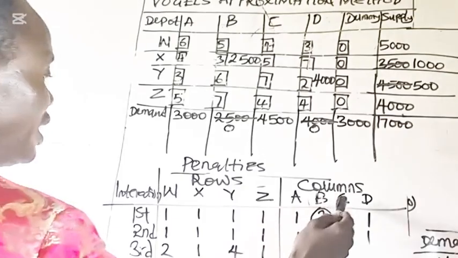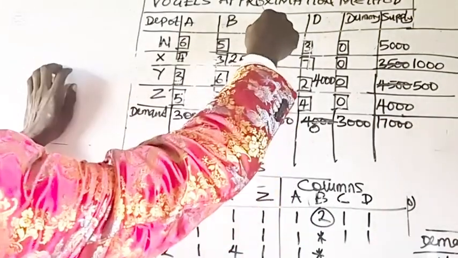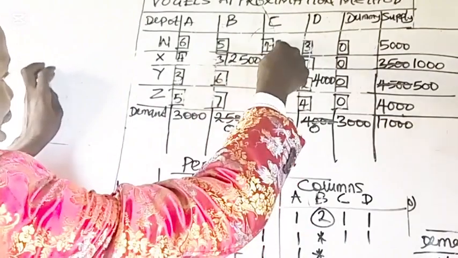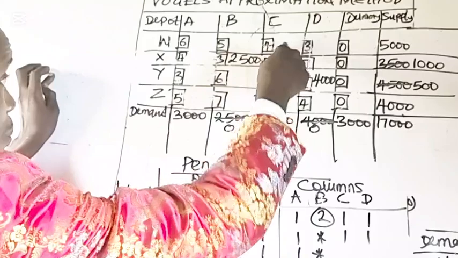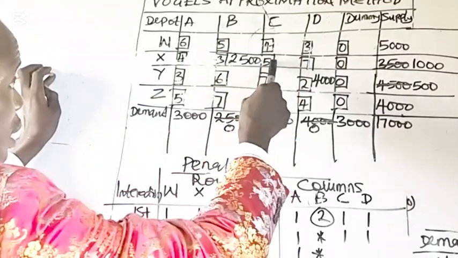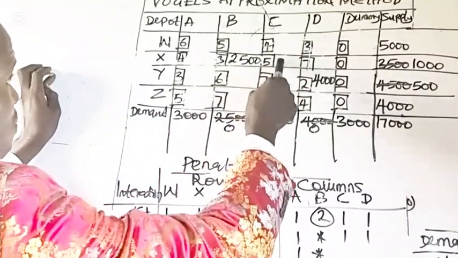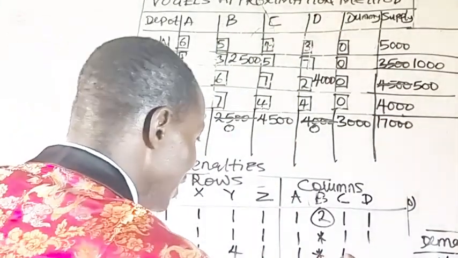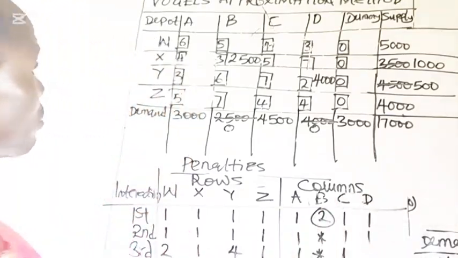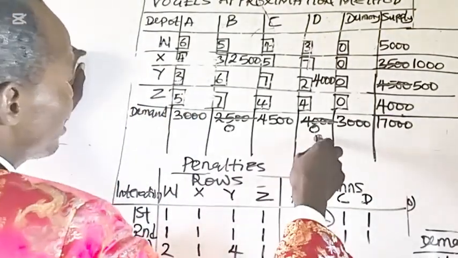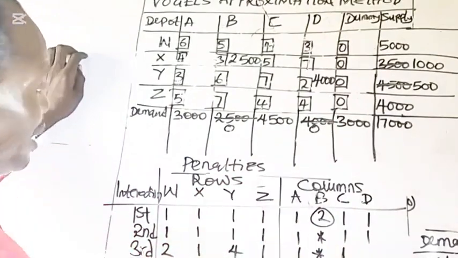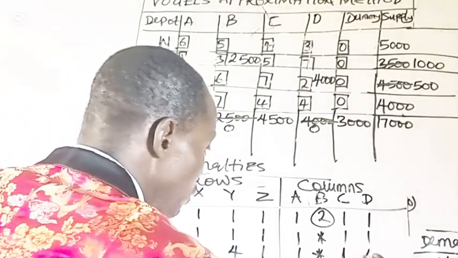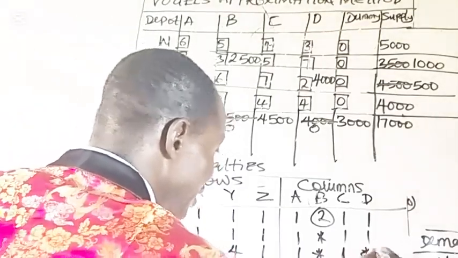Then column C, the least cost we have is 4. Then the next, you can't repeat 4 again. The next one is 5. 5 minus 4, that is 1. Then column D, the least cost. You've exhausted what you have in column D. So no further allocation can be made to column D. So you can just put an asterisk.